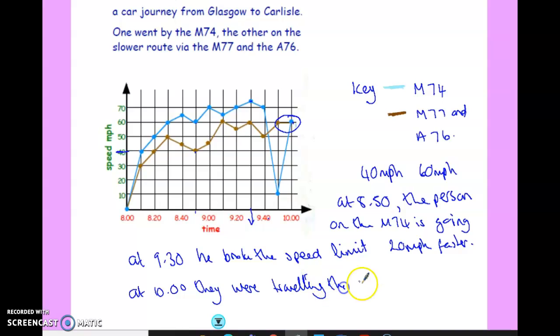Yeah, I'll leave you to have a look at some line graphs then.